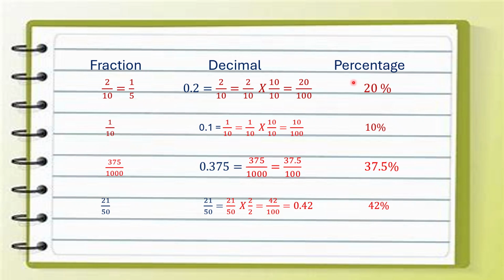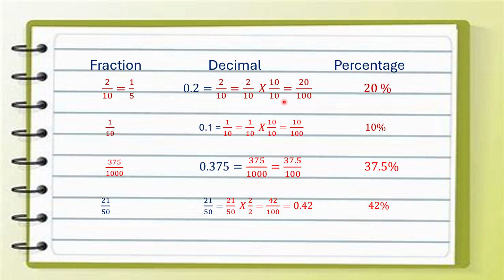Now we are going to convert into percentage. How can we convert into percentage? What is the rule? The denominator should be 100. Now 2 by 10, we are multiplying by 10 by 10. Why am I multiplying 10 by 10? Because what is our rule? We have to get the denominator as 100. So 10 into 10 is 100.